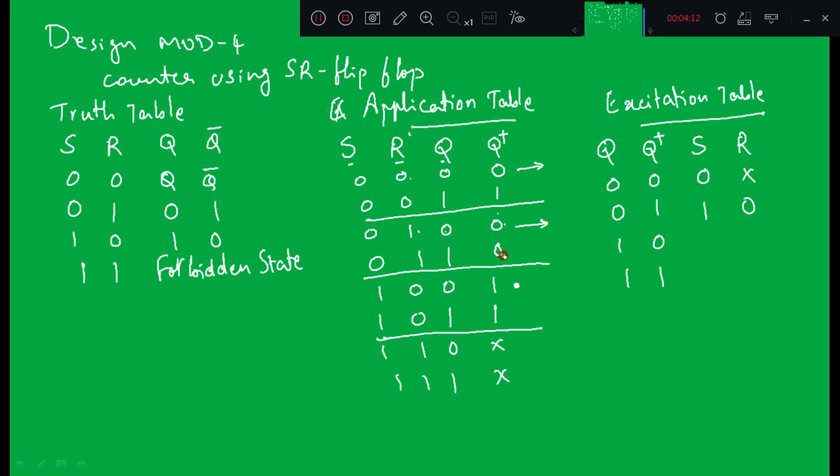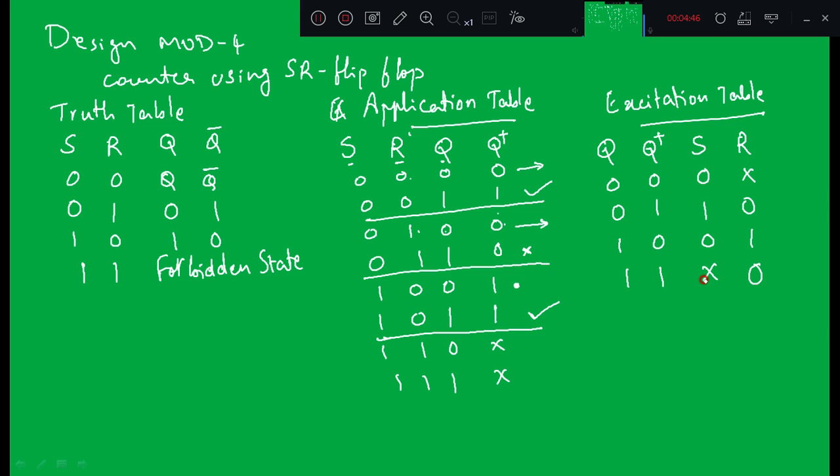For 1 0, Q is 1, Q plus is 0, and there is no other combination apart from only this one. So S is equal to 0, R is equal to 1. Next, for the last one, that is 1 1, I have 1 1 here and 1 1 here, right? So for these two combinations, S is don't care, because S is 0 here and S is 1 there, and R is 0, right? So this is the excitation table for SR flip-flop.